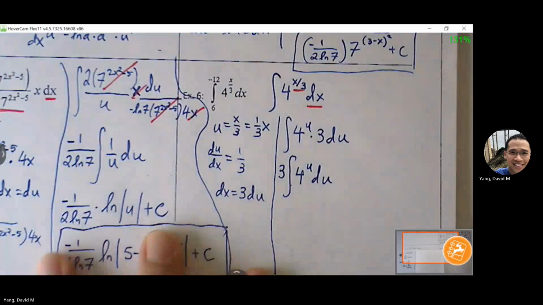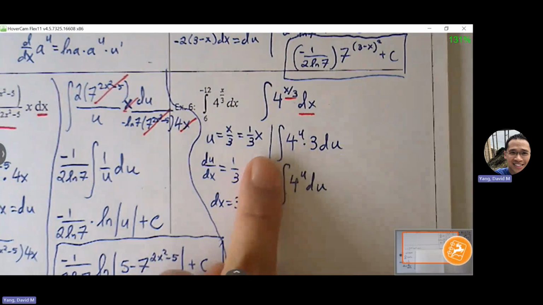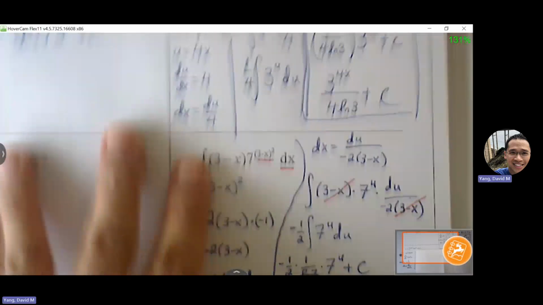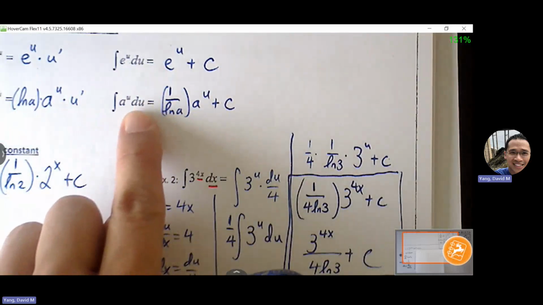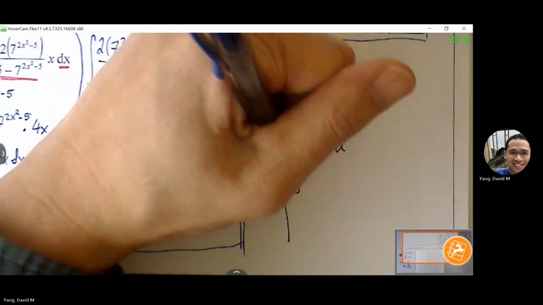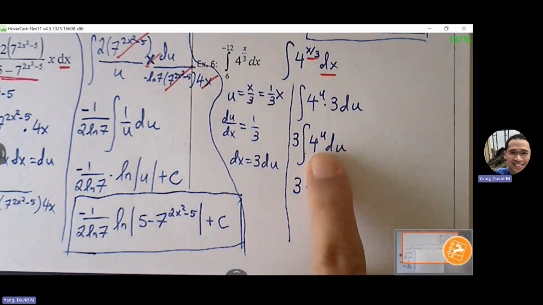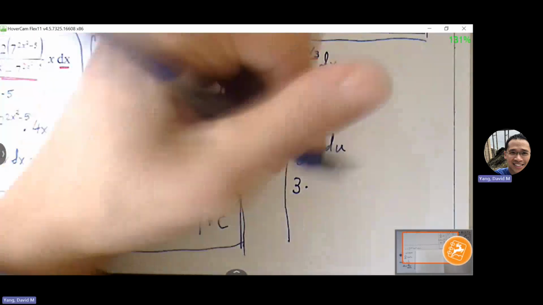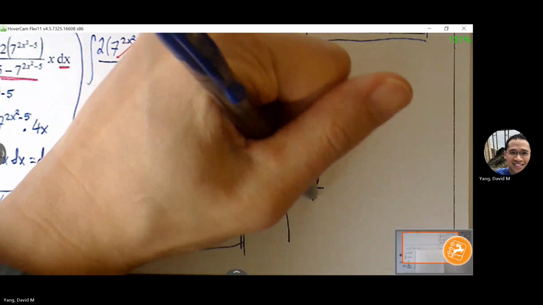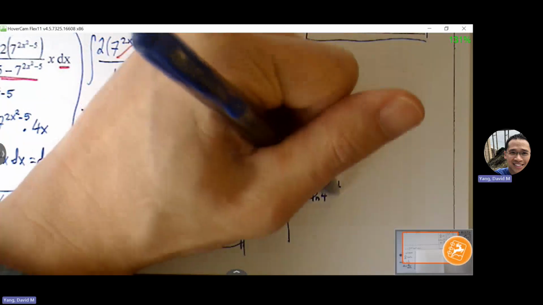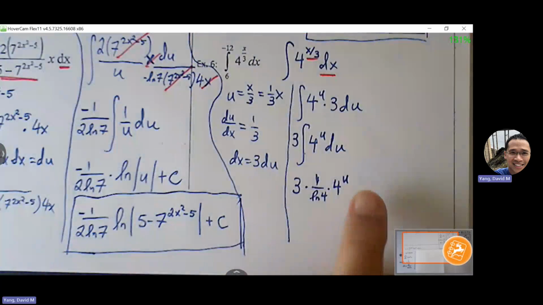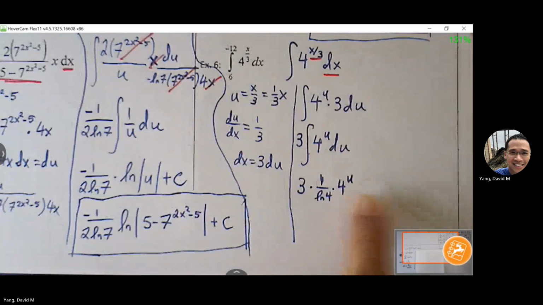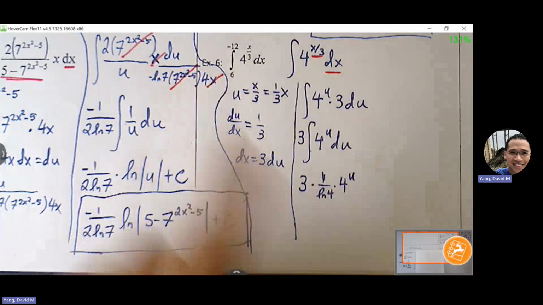Okay. Perfect match with the a to the u rule. Now we can apply that a to the u rule. All right, so the 3 stays. 4 to the u becomes what? What do you start off with? Yep, 1 over natural log of 4, times 4 to the u. Normally we'll do plus c, but in this case, we know there's bounds coming, right? So we'll just bring it back in terms of x.